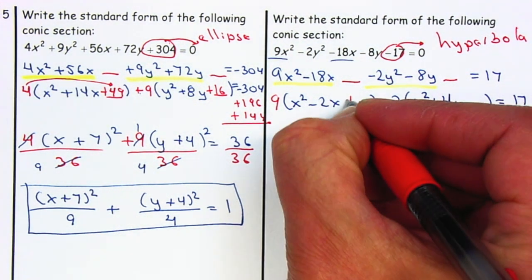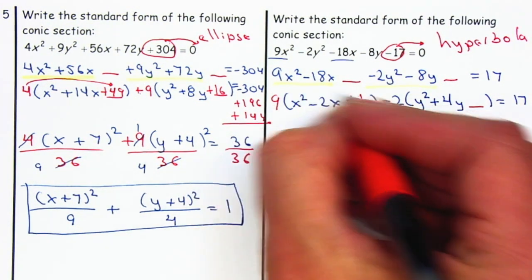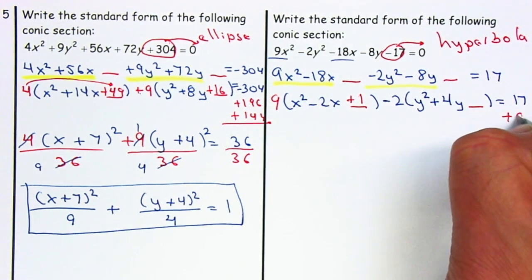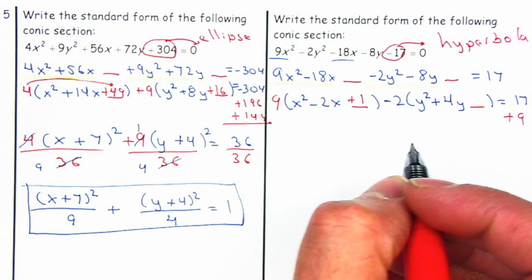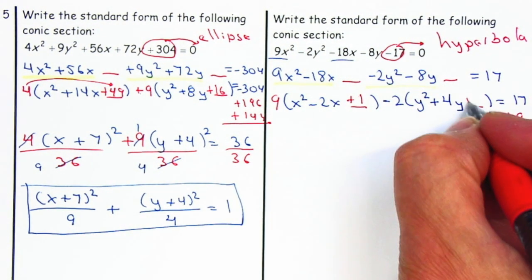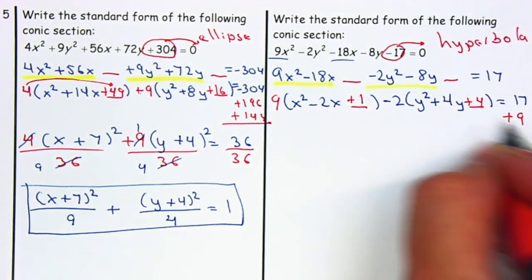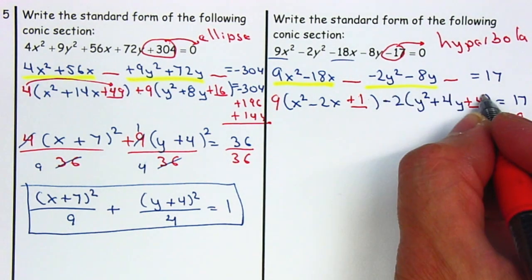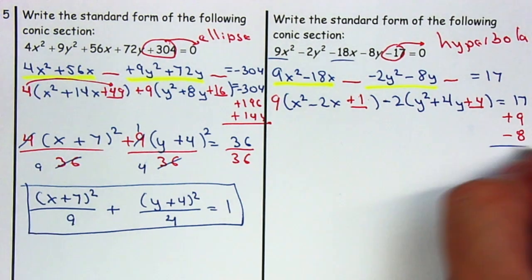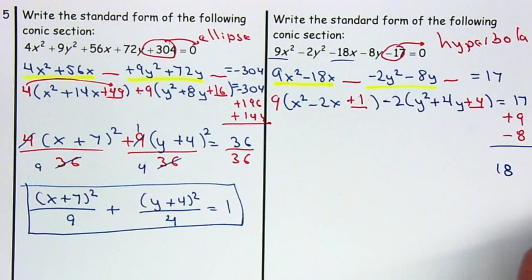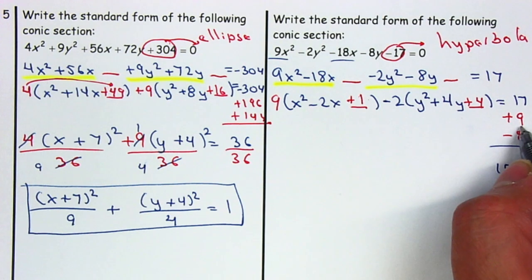Now to complete the square, I'm going to take half of negative 2, which is negative 1, and I square it, it is positive 1. 9 times 1 is positive 9. Don't forget to multiply by the 9 that you factored out. Half of 4 is 2, and then squared is positive 4. Then don't forget, negative 2 times 4 is negative 8. So that'll give you 18. 9 plus 17 is 26, minus 8 is 18.